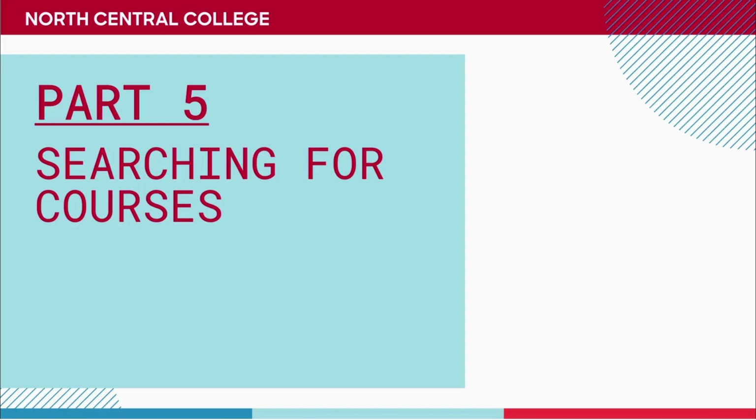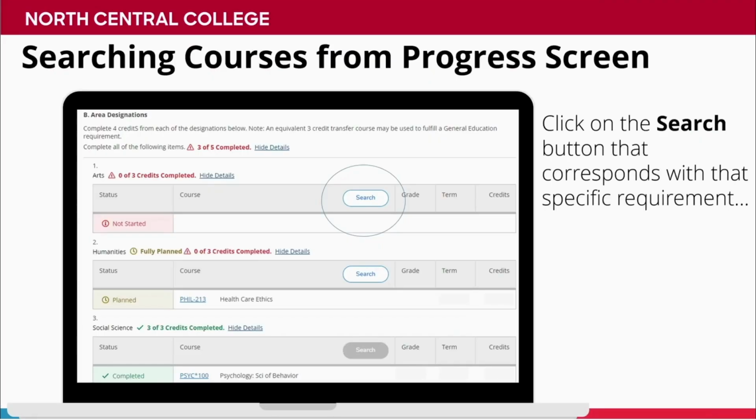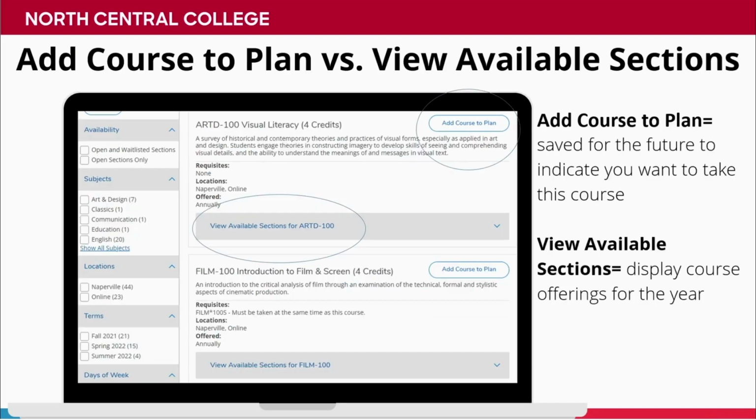Next, we are going to show you how to search for courses in student planning. One way to search for courses is through the progress screen. Say you're looking to fulfill a specific requirement, you'll want to click on the search button next to that corresponding requirement. For this example, we're going to look for classes that fulfill the art requirement. Once you click on that search icon, it'll redirect you to the course catalog, which will then show you every single course that North Central offers that fulfills that specific requirement.